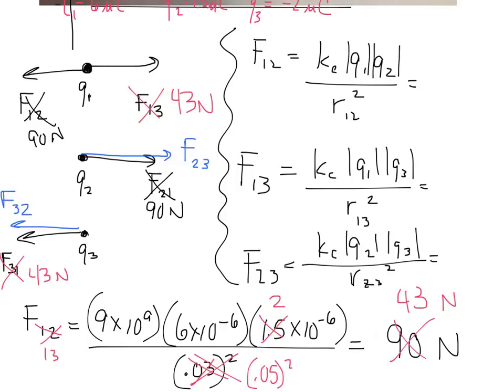So for the last part, we've done already 1, 2. We've done 1, 3. Let's look at now 2, 3. We haven't done F2, 3, or F3, 2, really. It's the same thing again. So I'm going to do this again. I'm going to cross off my subscript. I'm going to write 2, 3 now.